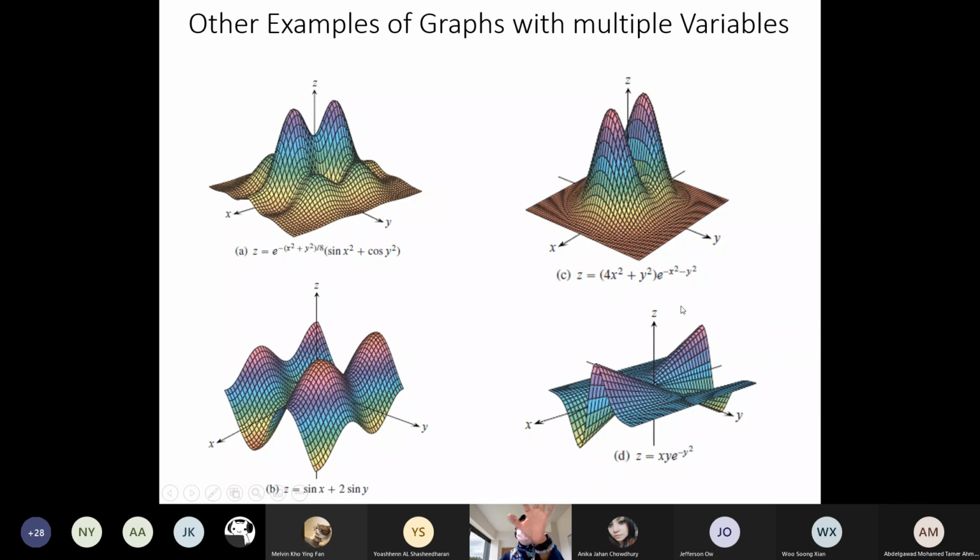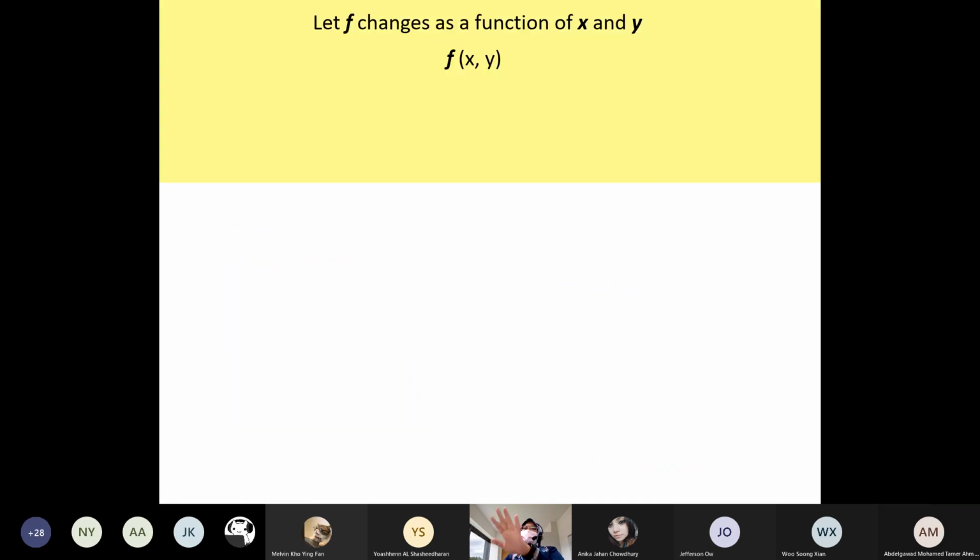Normally if you have this type of graph, we will do a partial differentiation, by using multiple variables. Alright, so don't look at the graph. Let's look at the function itself. We start with the simple one.